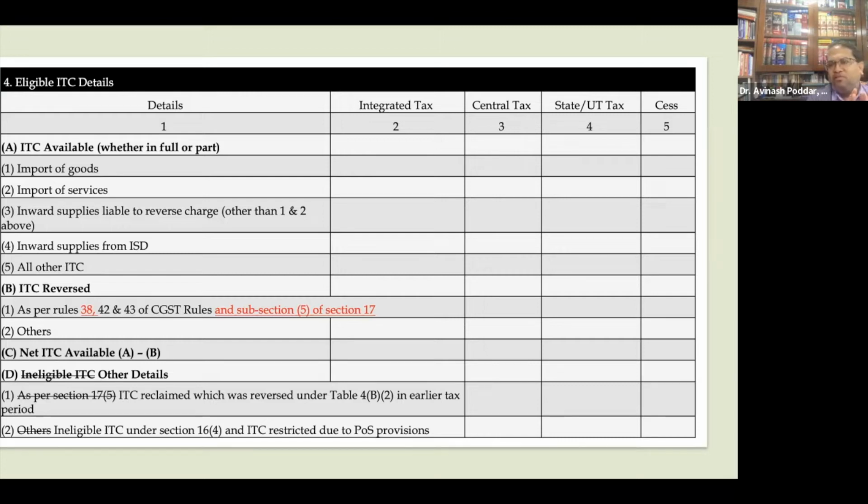Now they have classified this very clearly कि जो भी आपके permanent reversals हैं वो 1 में आएंगे, जो आपके temporary reversals हैं जो आप reclaim कर सकते हैं वो 2 में आएंगे. So then they will calculate the net ITC available.